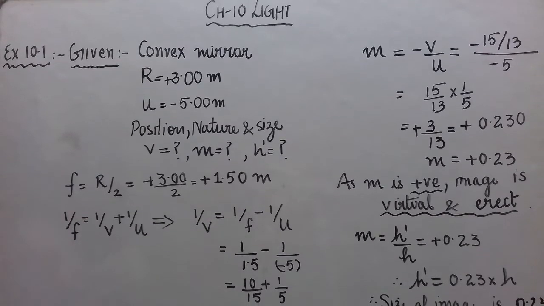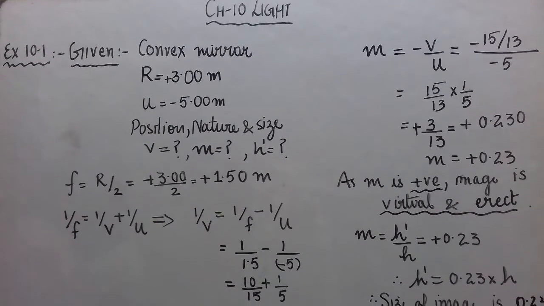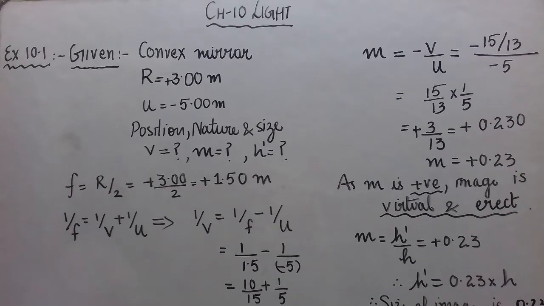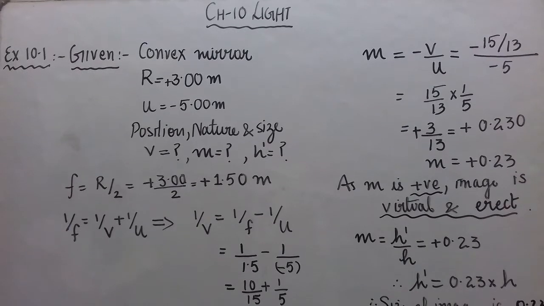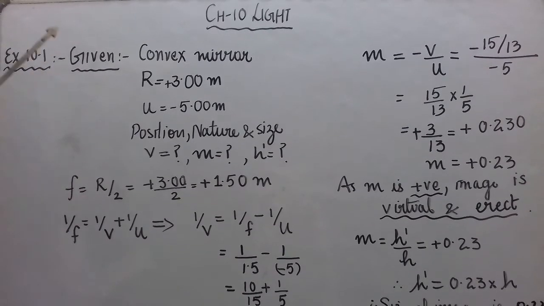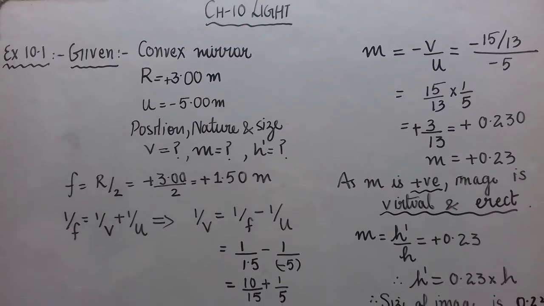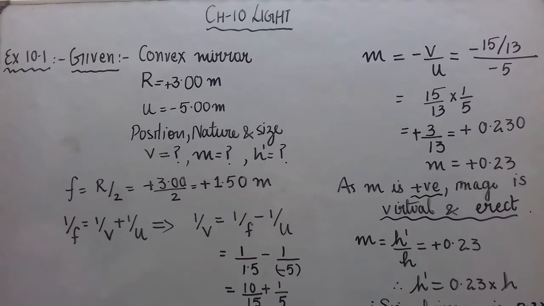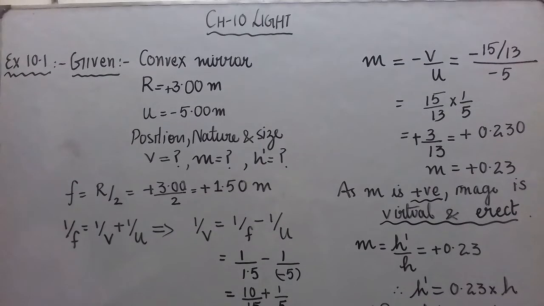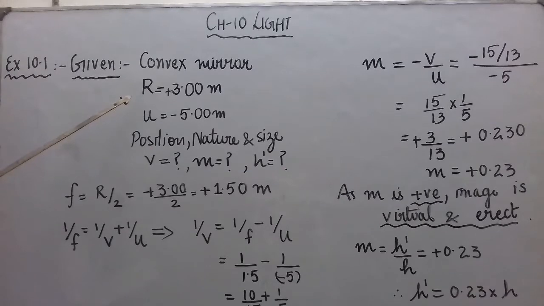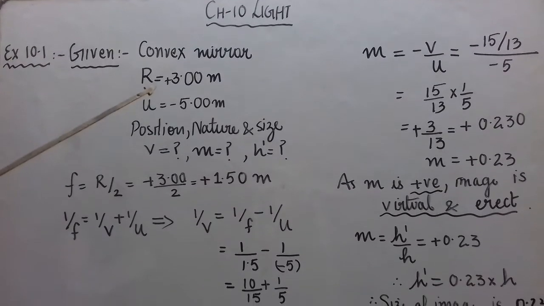So once when you read, you get some idea about the question, but when you read it second time, you should write what is given and what you have to find out. A convex mirror. So given in the solution, you should write given convex mirror, used for rear view on an automobile has a radius of curvature of 3.00 meters. So radius of curvature, that is capital R, is 3.00 meters.